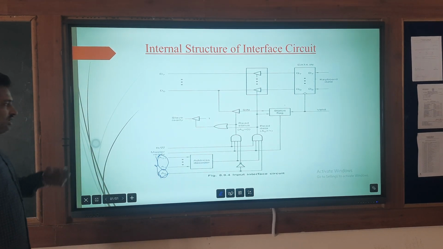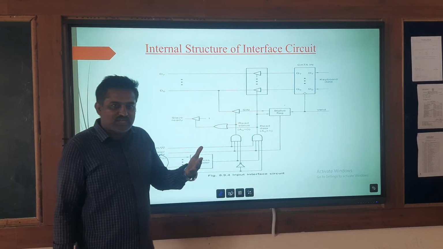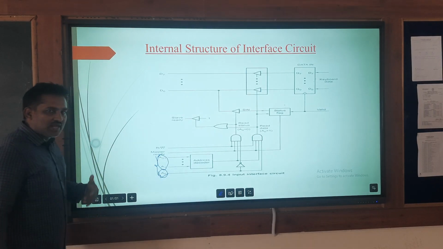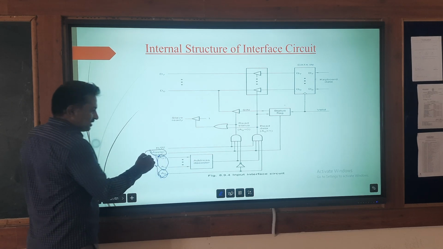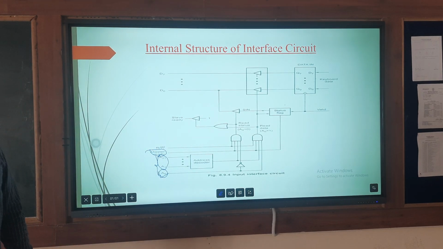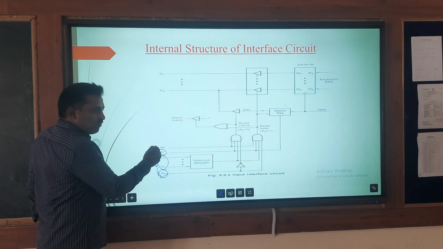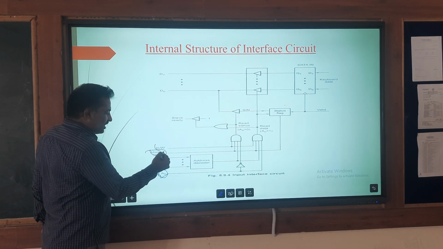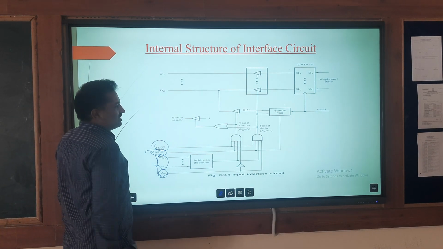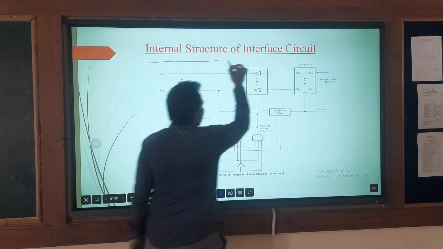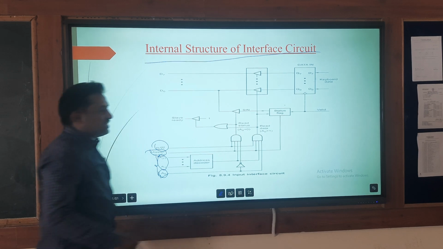Here we are using asynchronous data transfer, so we require some handshaking signals. Here we are using the master ready handshaking signal, and one more control signal, which is the read write control signal. Now listen. The internal structure of interface circuit.